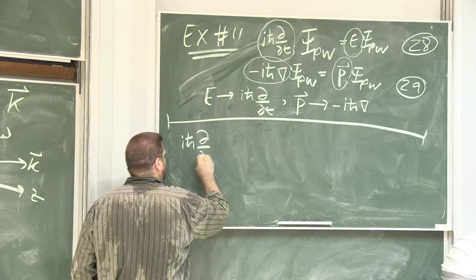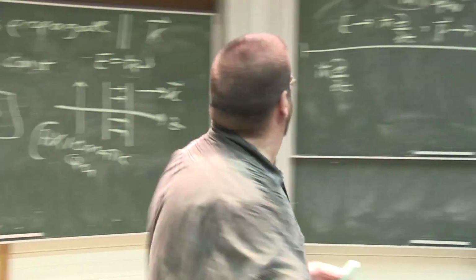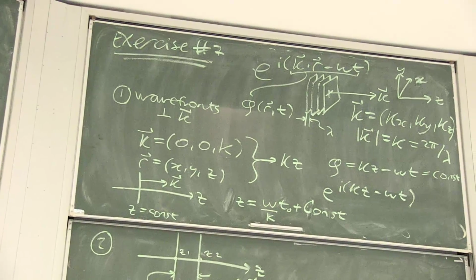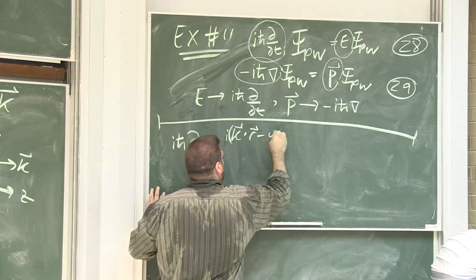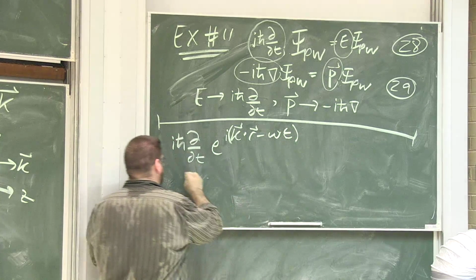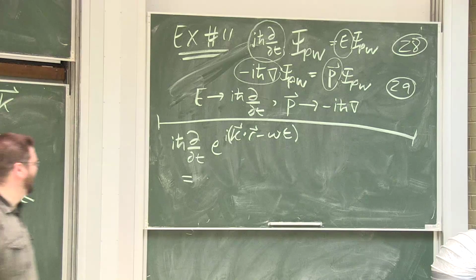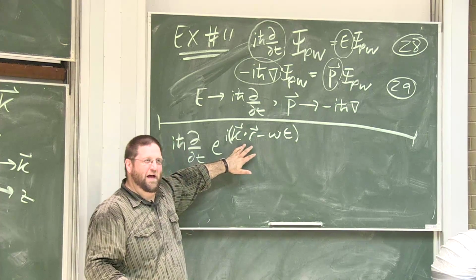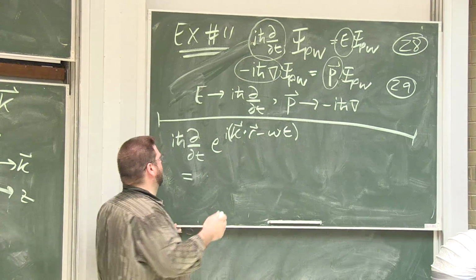So we've got iħ d by dt. This is acting on the plane wave. And the plane wave was at the very top of the board, e to the i k dot r minus omega t. What do I do next? Derive it, yeah, good point. How do I derive it? Sorry? Chain rule, yep, beautiful.